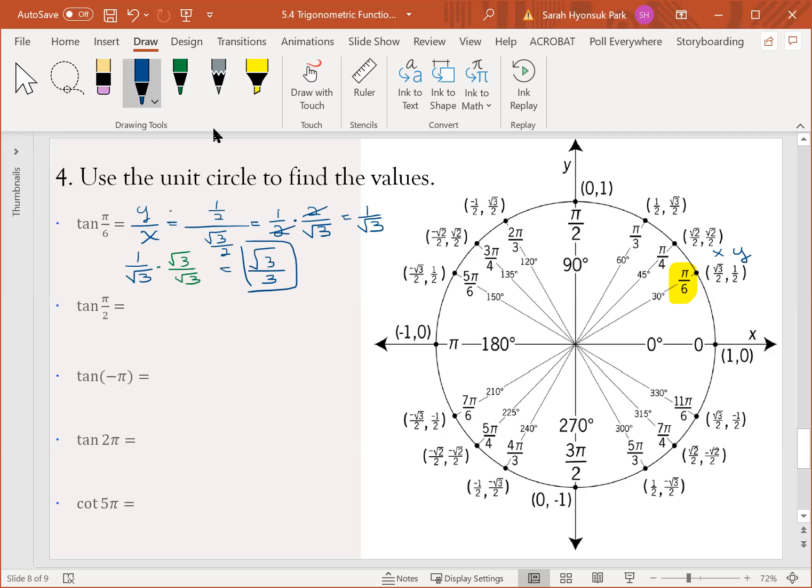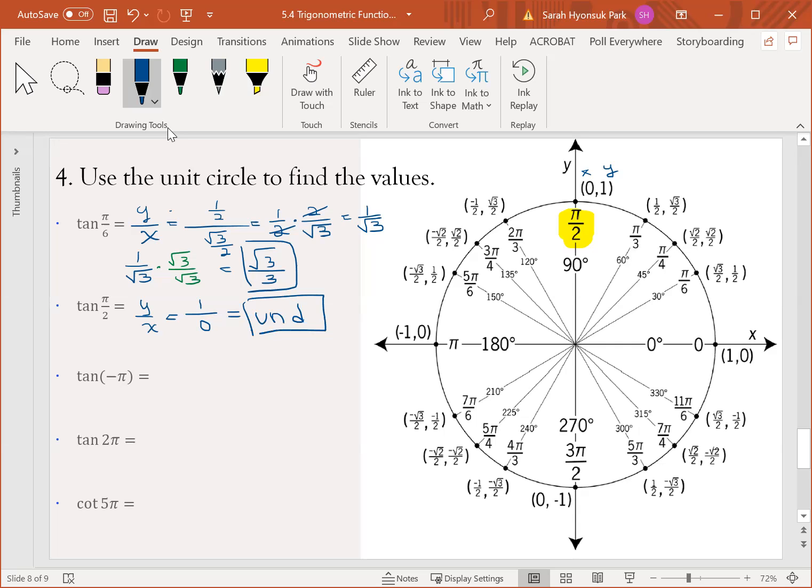Let's look at tangent of pi over 2. Pi over 2 is here. And taking again y over x. So x is 0, y is 1. So we're taking 1 divided by 0, which is undefined.